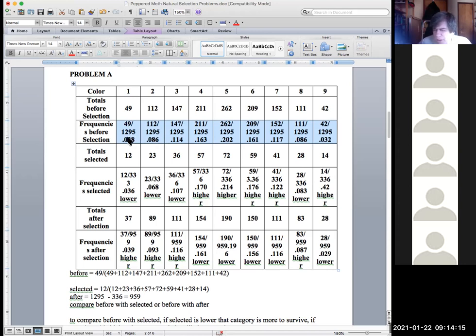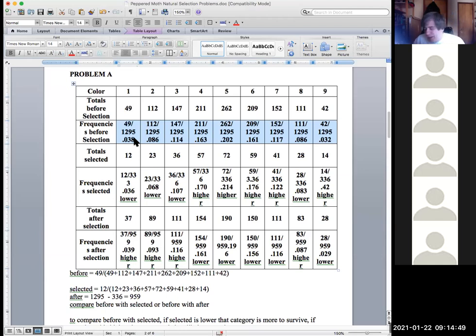So here, 38 out of every 1,000 moths are number 1 color. So if we reach into a big grab bag of moths, about 38 times out of 1,000, we ought to pull out a number 1 color. Now notice, if our frequencies would match up perfectly, if the frequency selected and the frequency after selection are exactly the same as the frequency before, what does that mean? That means there's no natural selection at that spot.